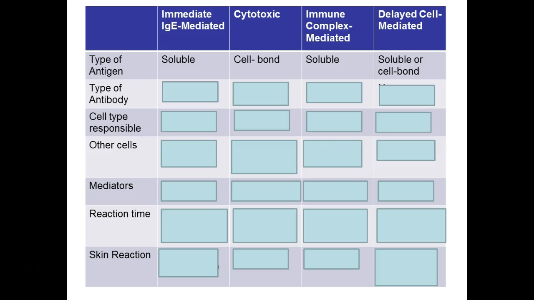So for the next one, antigen-antibody interactions, these are mostly going to be relatively soluble. For delayed cell-mediated, the antigens can be soluble or they can be cell-bound. So we could be talking about destroying cells, right, that are displaying foreign substances, or we can be attacking foreign substances that enter into the body, but with a cellular response, right?